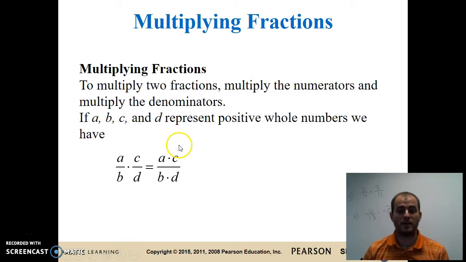To multiply two fractions, you multiply the numerators together and the denominators together. So you multiply straight across. So if you have a over b times c over d, you do a times c over b times d. It's important to note you do not need a least common denominator. That's for when we get to adding and subtracting fractions.